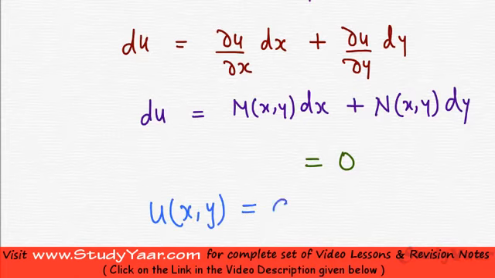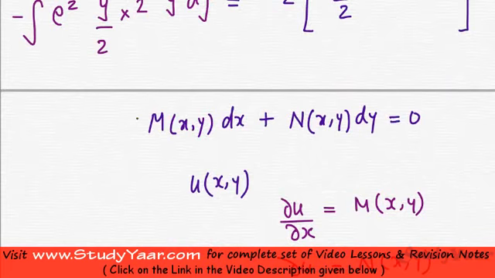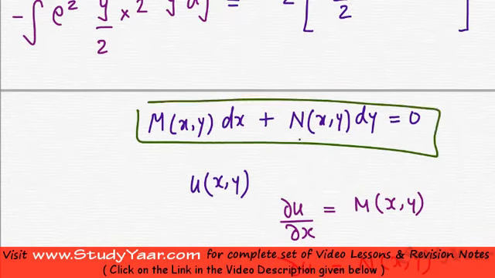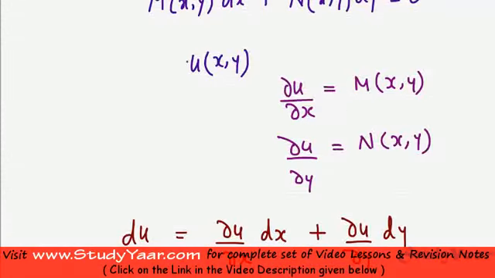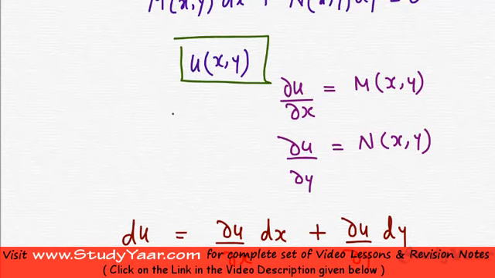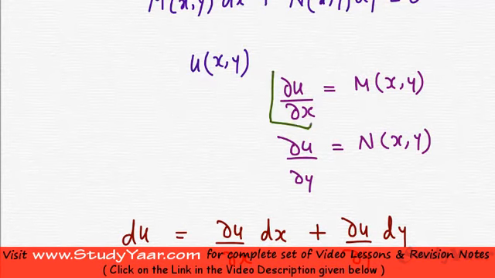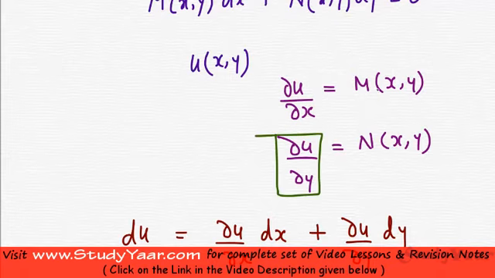It is called an implicit solution of the differential equation given by this equation. We have just assumed that there exists a function like this such that its partial derivatives with respect to x and y are these two. If this is the case, then that function equal to a constant is the solution of your differential equation.